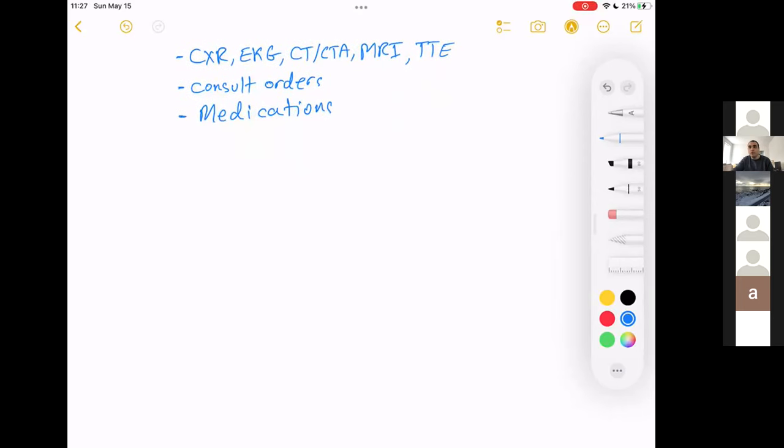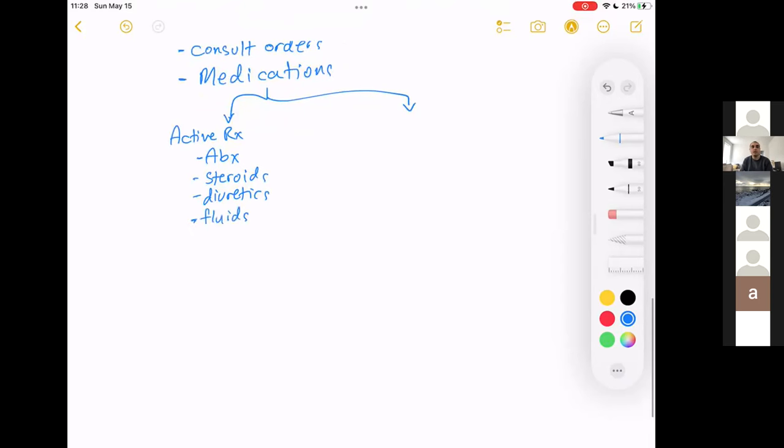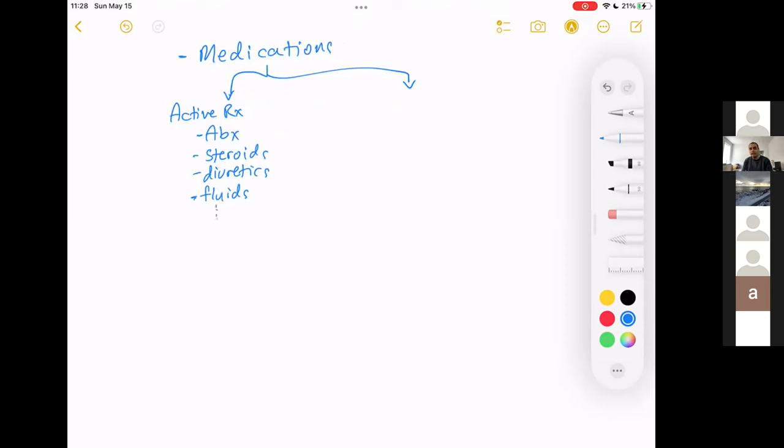When you reach the point of putting in medications, I like to classify them into two separate types, okay? The first type is your active treatment medications. These are the medications you're going to give this patient to treat whatever is going on in the hospital. These include your antibiotics, your steroids, diuretics, or fluids, whatever you're giving the patient now to treat the active problem you're dealing with.